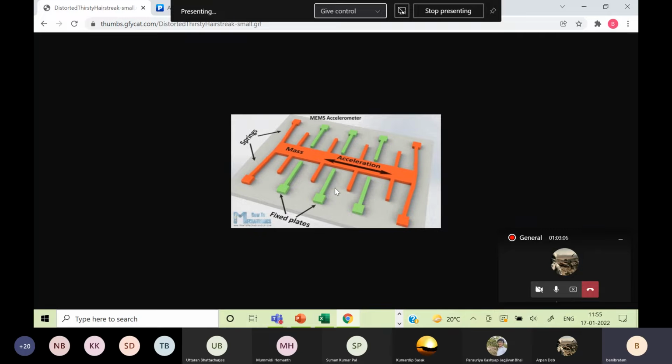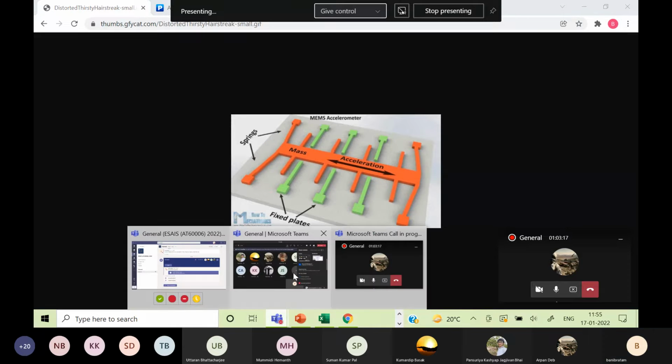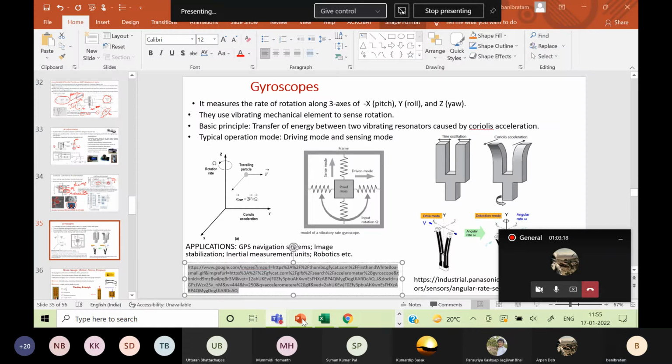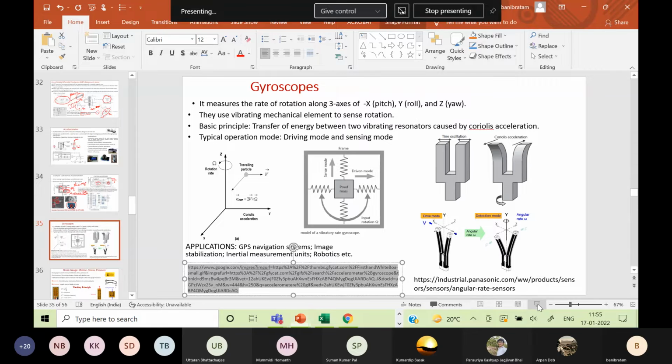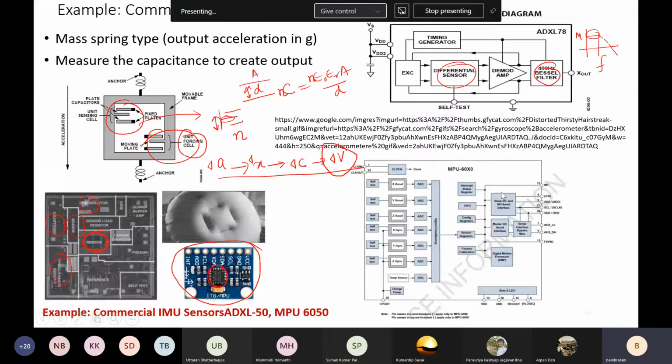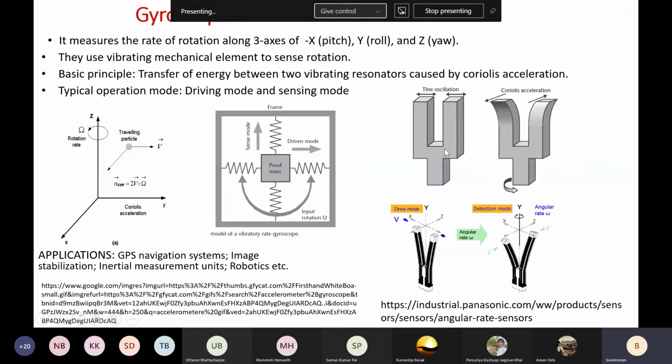One side capacitance will increase, another side decrease, right? And then these are connected to the circuits to convert the differential capacitance into voltage. Okay, so is it more clear now? Yes, sir.